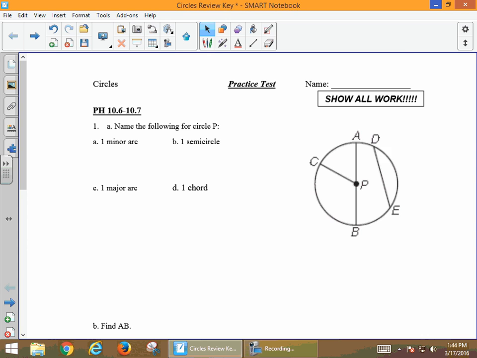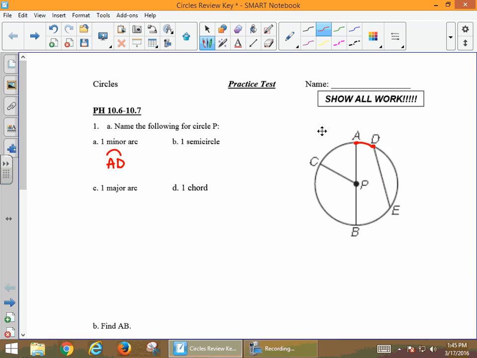Here we go with question number 1. It says, name the following for circle P. So we see circle P off to the right, and it wants us to name a minor arc. A minor arc has to be less than 180 degrees, and it takes any two letters. The smallest minor arc I see is from A to D. That is minor arc AD, and I would write that as AD with an arc over top of it.